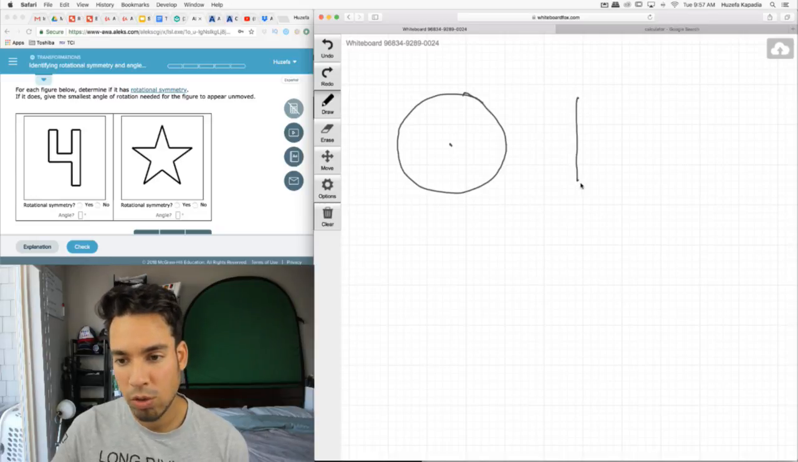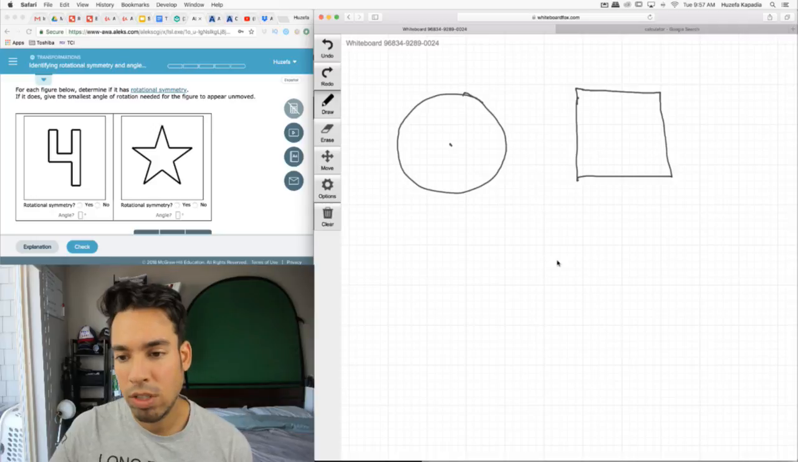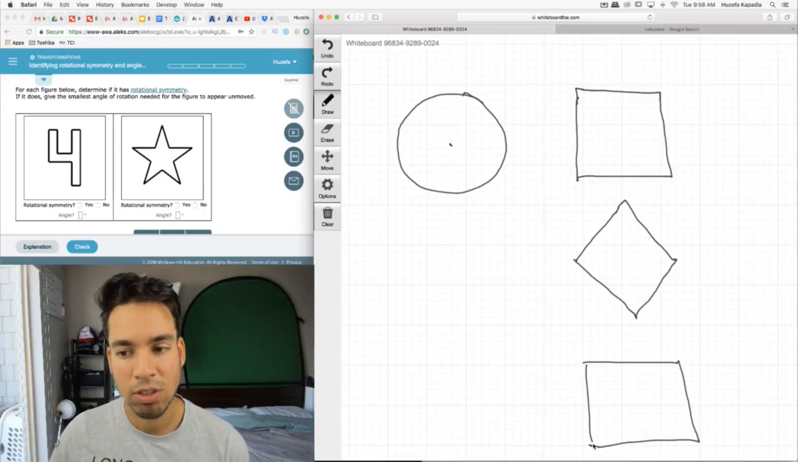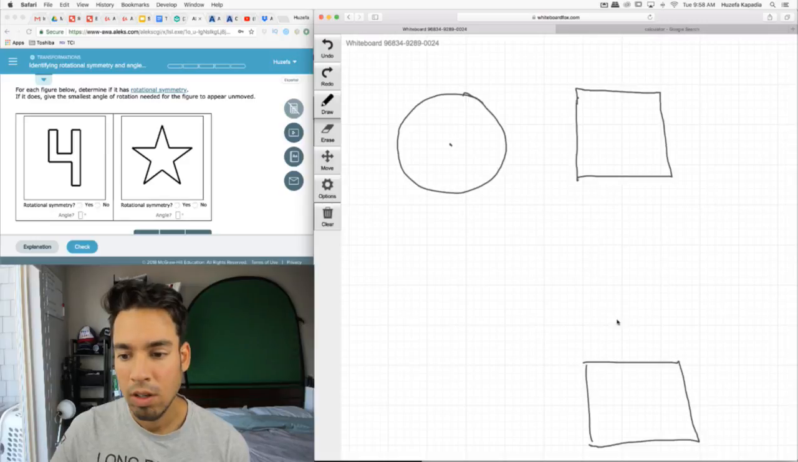Now we can talk about a square. A square is probably a more interesting example. I can rotate it to this point and it becomes a diamond. But if I rotate it a little bit more, it will eventually come back to being a square. Therefore, a square has rotational symmetry. All right.